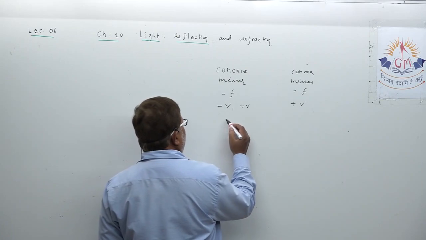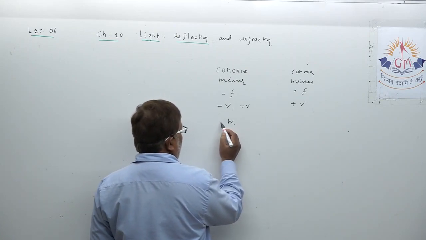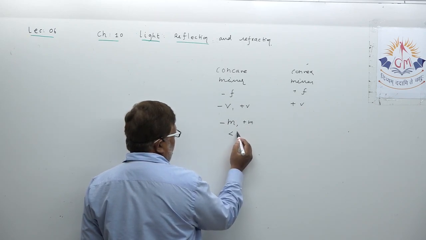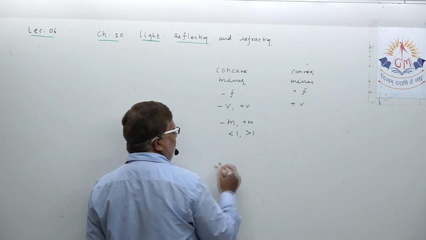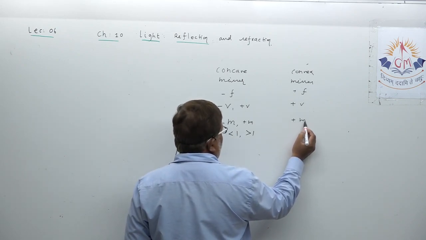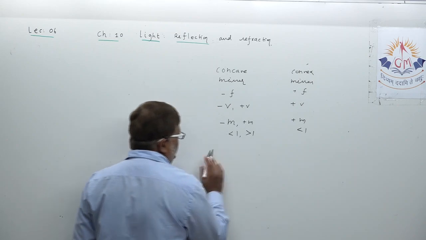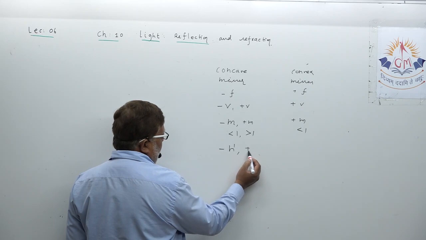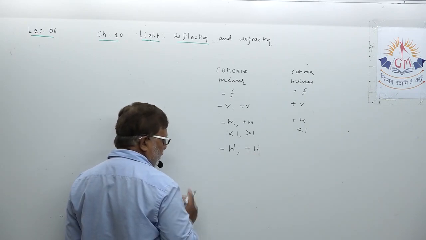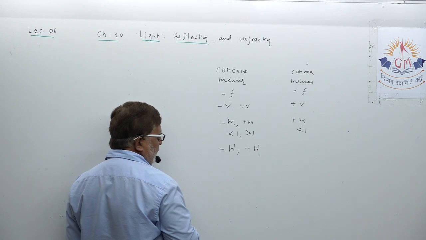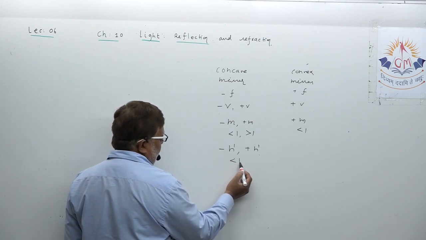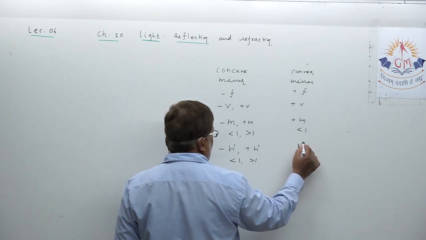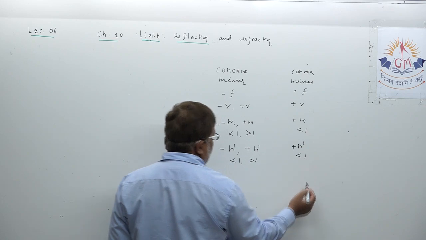For a concave mirror, M can be negative, M can be positive, can be less than 1, can be greater than 1. For a convex mirror, M is always positive and less than 1. Remember, dear student, H dash can be negative, can be positive. Remember, this image height we are talking about here can be less than 1, can be greater than 1. Here H dash is always positive and always less than 1.